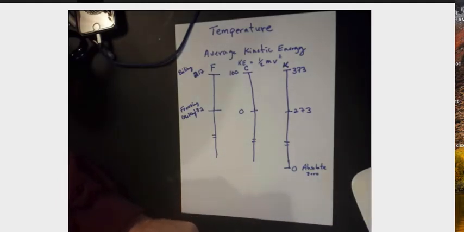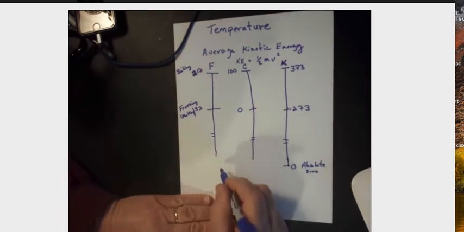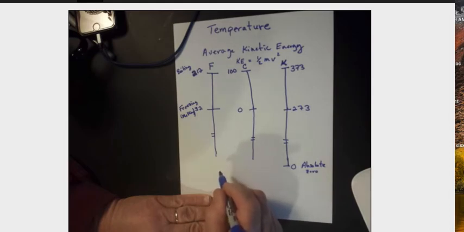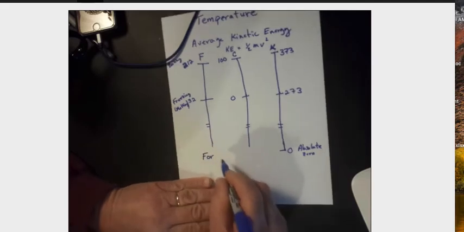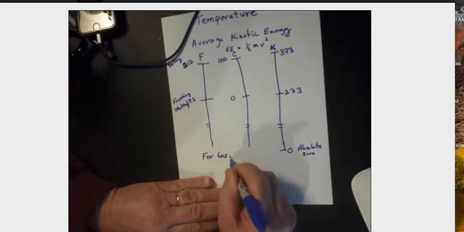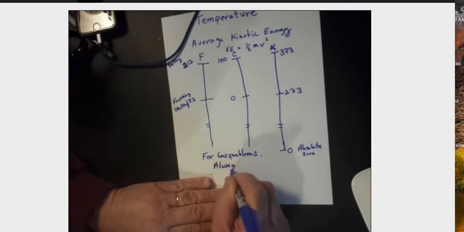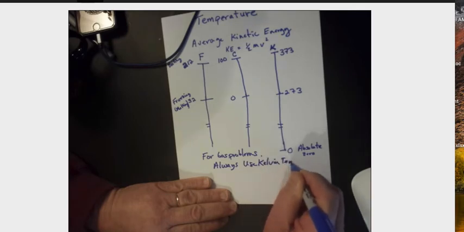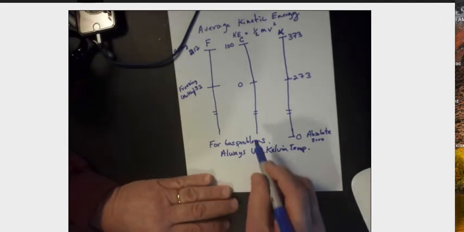All right, this is a part of a unit on gas laws, so we're going to be doing some math in another lesson. When you're dealing with gas laws, you can't use a temperature scale that has negative numbers on it. So for gas problems, you have to always use Kelvin temperatures. What that means is that we're going to have to change our Celsius temperatures to Kelvin.